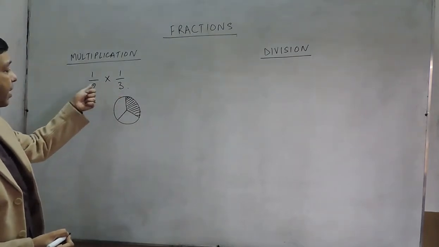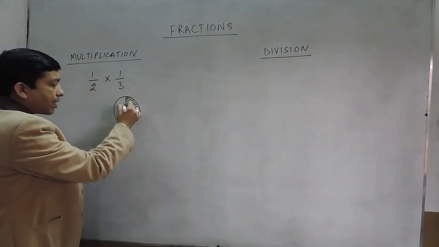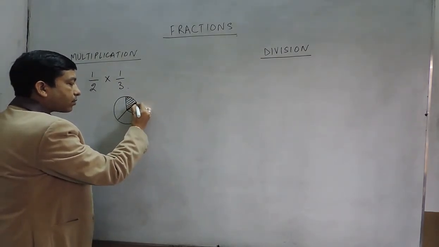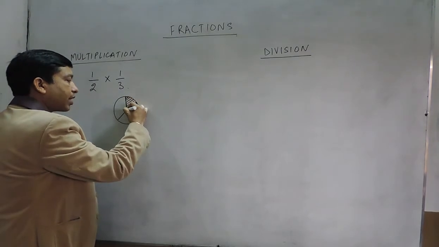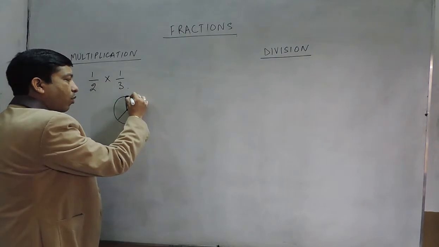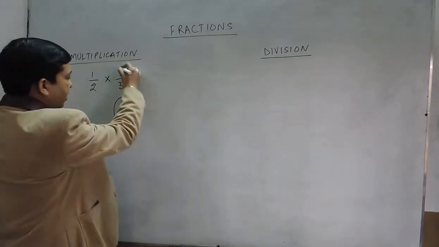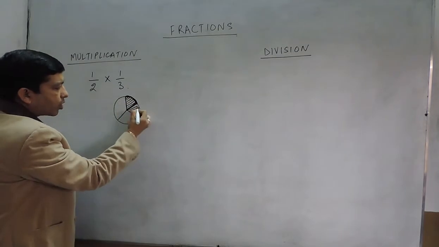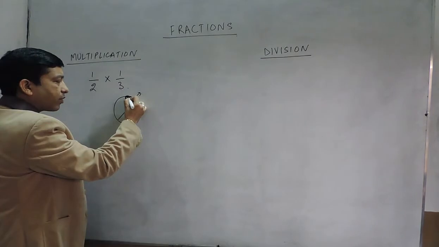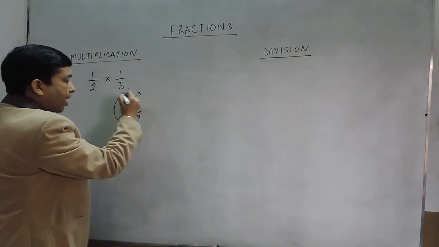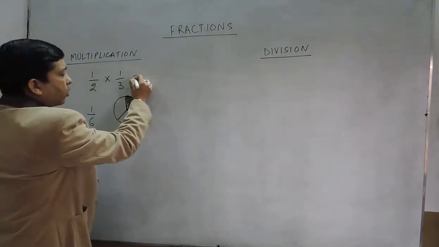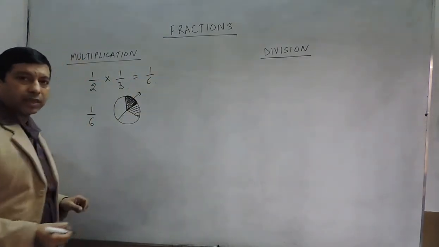Now when we are multiplying it by half, that means this portion is again divided into 2 portions. This portion, that is 1 upon 3, is divided into 2 portions and out of these 2 portions we take 1. So this part of the whole comes out to be 1 upon 6. This is the meaning of 1 upon 2 into 1 upon 3 being equal to 1 upon 6.